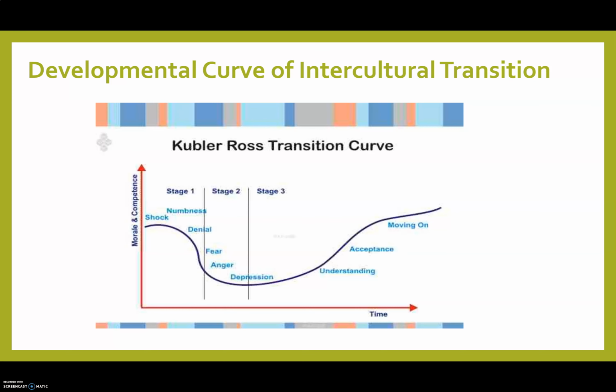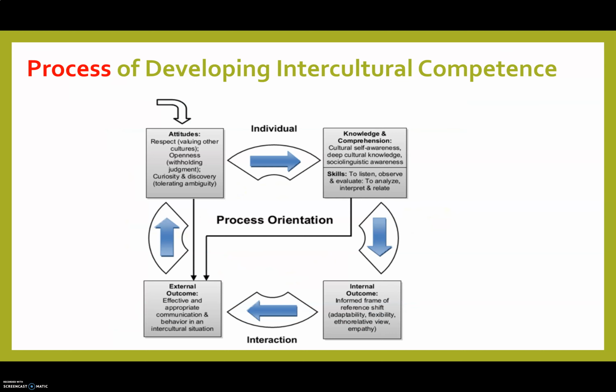You might even move on towards integrating them into your being, so that you adapt cultural patterns, values and behaviors from another culture into who you become. And you enter into what is often called a third space, which we're going to look at in a couple of minutes. So that's the second model that we're going to look at, the Kubler-Ross transition curve, the developmental curve of intercultural transition.